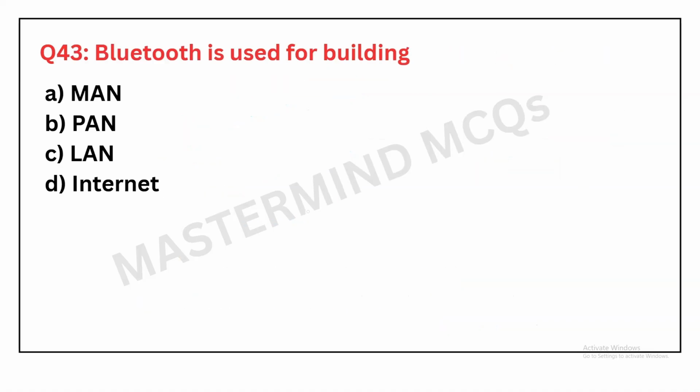Question number 43. Bluetooth is used for building what type of network? Option A, MAN. Option B, PAN. Option C, LAN. Option D, Internet. The right answer is option B, PAN.